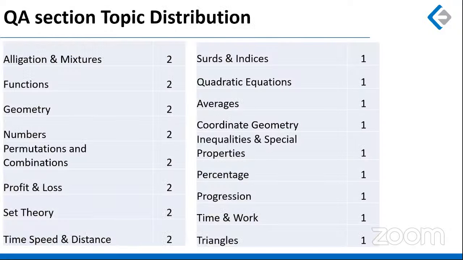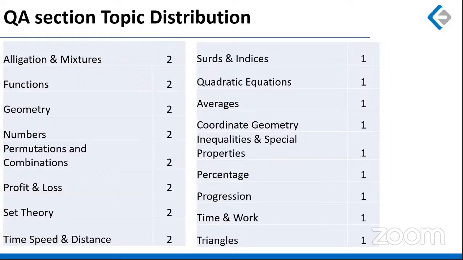A fairly distributed paper this time, as opposed to the last paper, which was much biased. No chapter had 3 questions. Everything was just 2, 1, 2, 1, 2, single and 2. So a very fairly distributed paper.